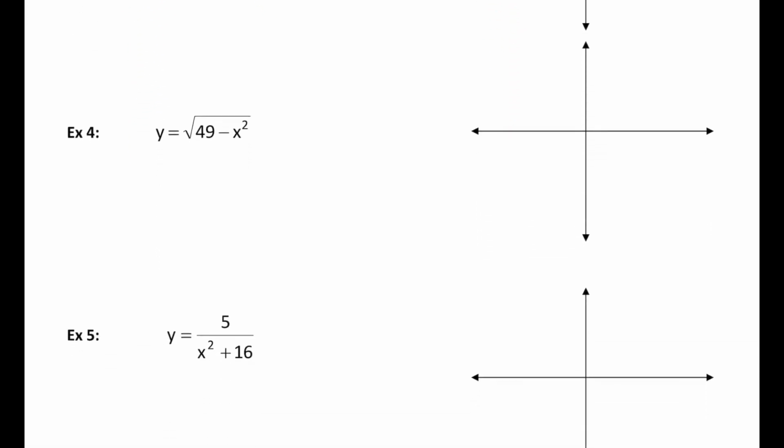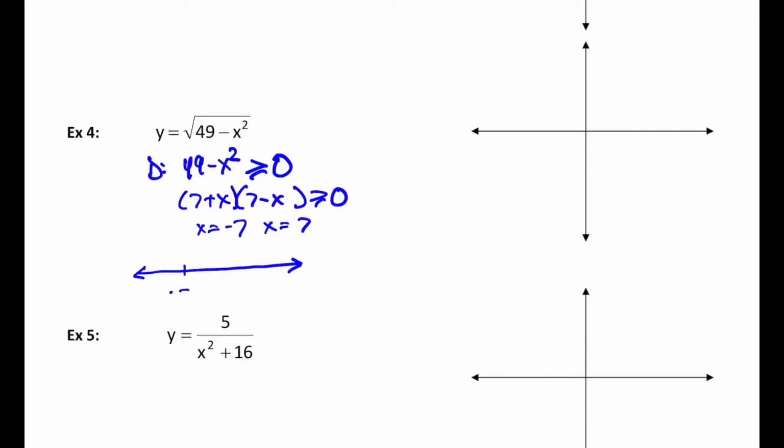All right, our next example here. What do we notice? Square root. All right, so what I'm going to do is I'm going to take what's underneath and say that's got to be greater than or equal to 0 to find my domain. All right, domain is going to be 49 minus x squared is greater than or equal to 0.